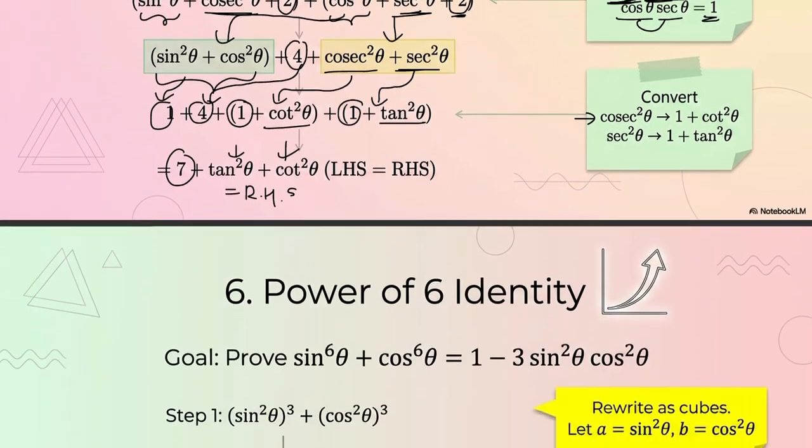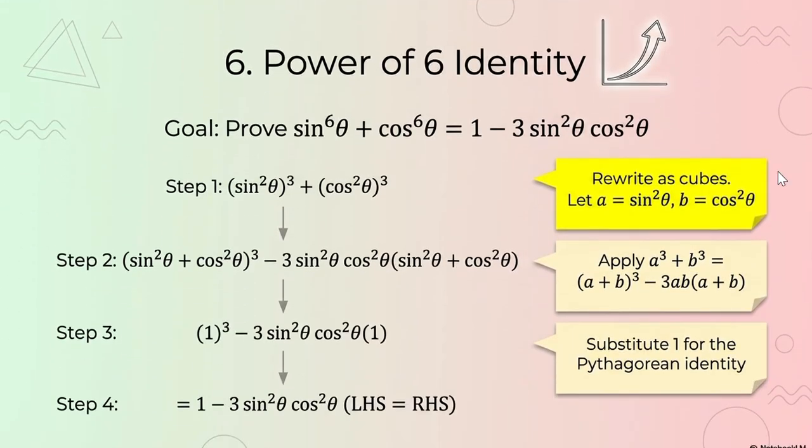Look at the next proof. The power of 6 identity. In this proof we'll express power of 6 in terms of power of 2 and 3. So sin raised to 6 theta plus cos raised to 6 theta is equal to, we have to prove this thing. So the proof is very simple.